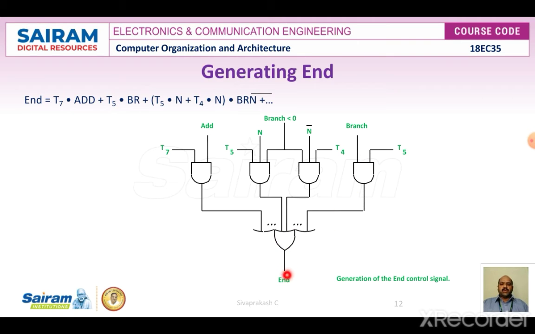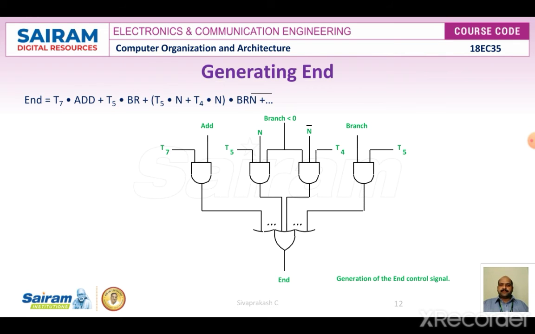In such a way the output produces an end signal consisting of T7 and add, plus T5 and branch instruction, plus T4 and n branch instruction, plus branch dot T5. In such a way it does its operation, and the end signal starts a new instruction fetch cycle by resetting the control step counter to its starting value.